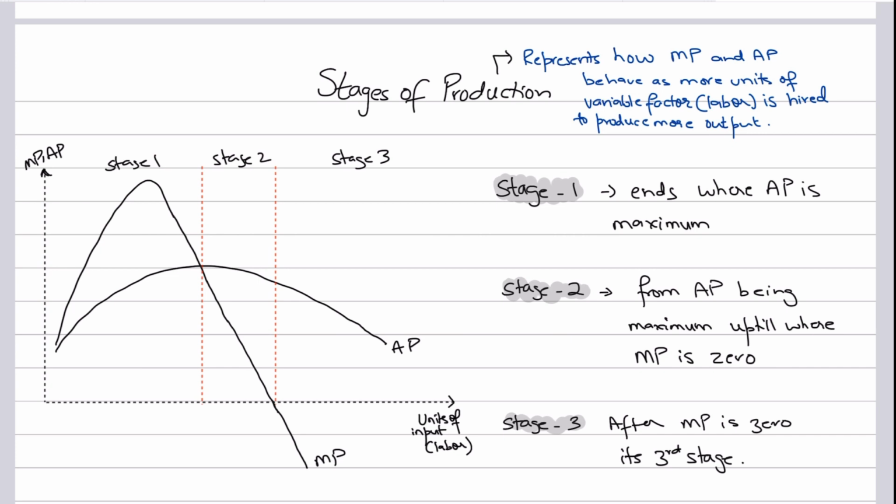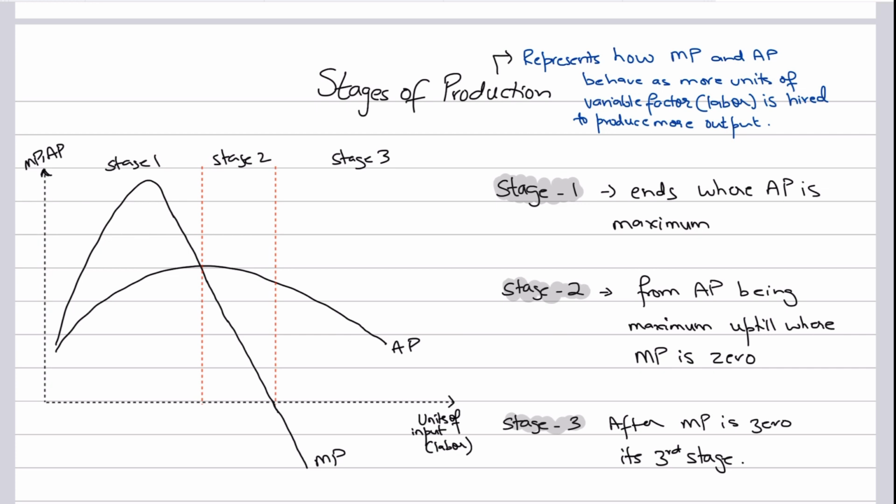We've already studied those relationships, but the thing about stages of production is that as we keep on hiring more variable factors onto fixed factors, and in our example for this video, we're saying that labor is a variable factor, right? So the stages of production is just telling us how marginal product and average product are behaving. A firm's entire production scale is divided into three stages here, and each stage represents how marginal product and average product behave as more units of labor are hired.